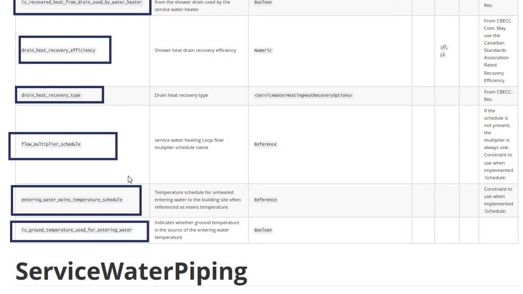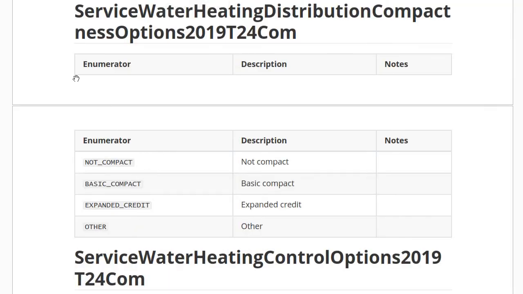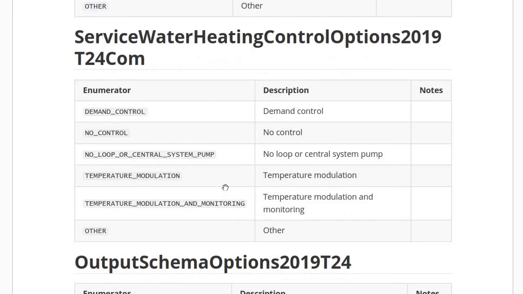Now let me go through the enumerations. A couple of those are actually Title 24 specific enumerations. One is compactness. So the options are not compact, basic compact, and expanded credit. Those are directly out of Title 24. And then the control options from Title 24 are demand controlled, no control, no loop or central system pump, temperature modulation, and temperature modulation and monitoring. And of course, other is often in most of these schema enumerations.